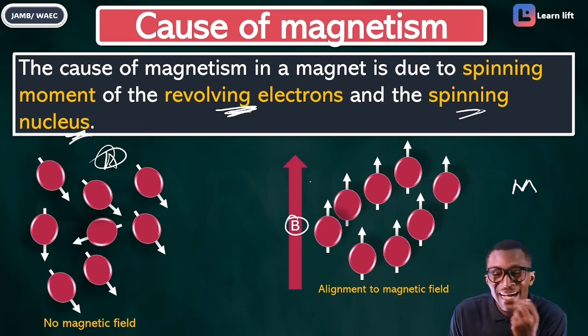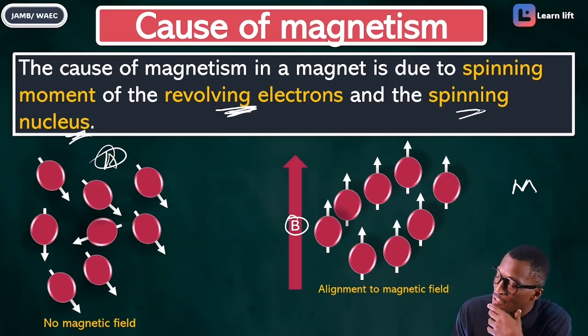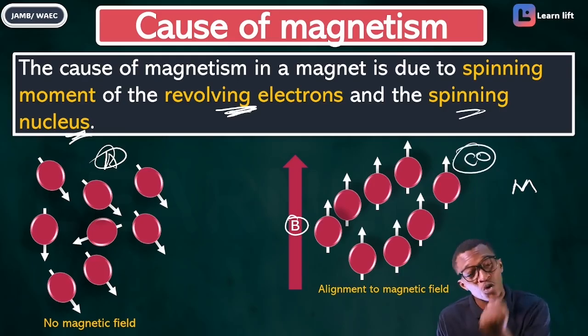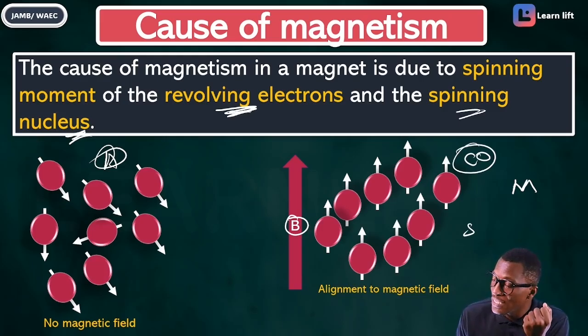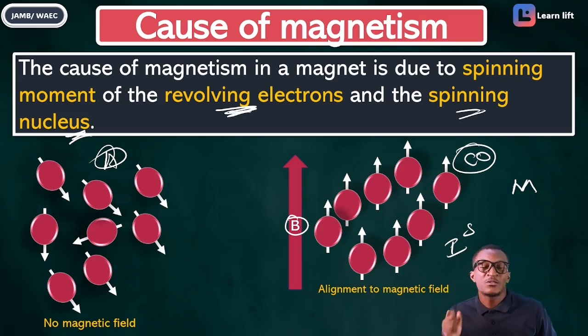But if you now bring a magnet close to it, and all of them align to that magnet, that material can be, let's say, cobalt. Are you seeing? Because cobalt is a strong magnetic material. It can be steel. This can be iron. So if you bring it close to a magnet and all the atomic structures align, that material is said to be a magnet. So that's what I say. The cause of magnetism is due to the spinning movement and revolving electrons of that nucleus.